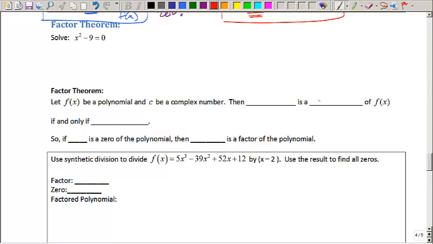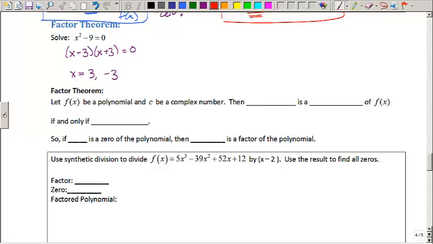The next thing we'll be looking at is the factor theorem, which goes hand in hand with the remainder theorem. But before we discuss what the factor theorem says, I want you to first solve x squared minus 9 equals 0 using factorization. We know that x squared minus 9 is a difference of two squares, x minus 3 and x plus 3. And if I set each of those equal to 0, I'm getting x is positive 3 and x is negative 3.